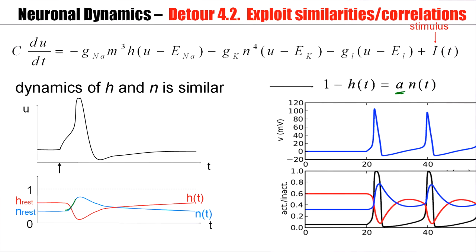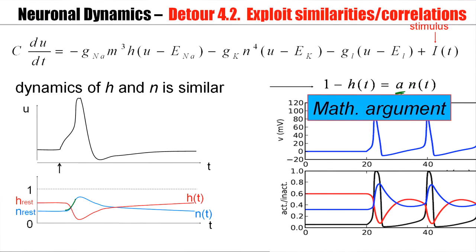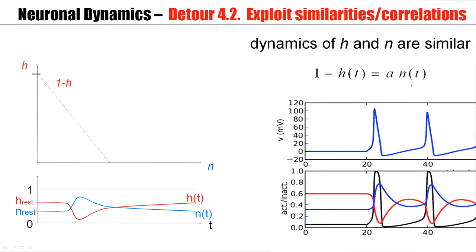So let's look at the graph here on the right-hand side. At the beginning, the voltage here is at rest. I've chosen the voltage scale such that the resting potential is at 0. While the voltage is at rest, the activation variable N is at a certain value, and the inactivation variable H of the sodium current also takes a certain value.